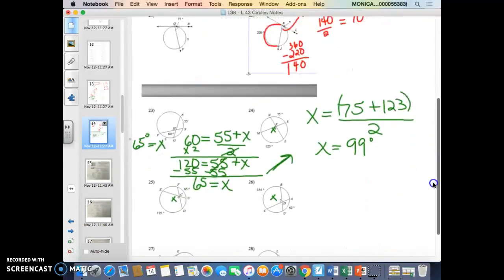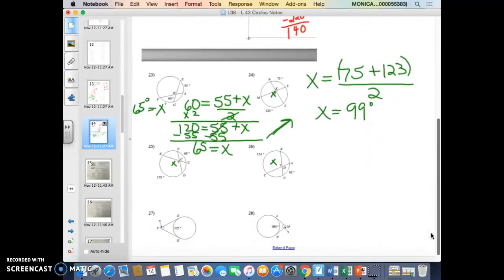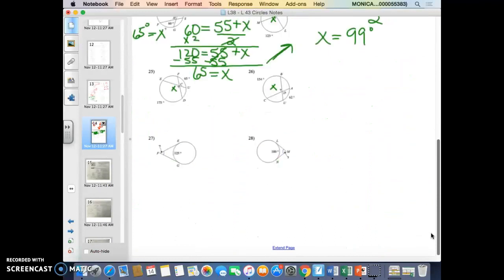Okay, so here we go. And again, you're going to solve all the problems the same way. What's interesting about 27 is you can just be given one arc, and you can figure out the major arc by just taking 360 minus 125. And that gives you 235. So my major arc is 235.